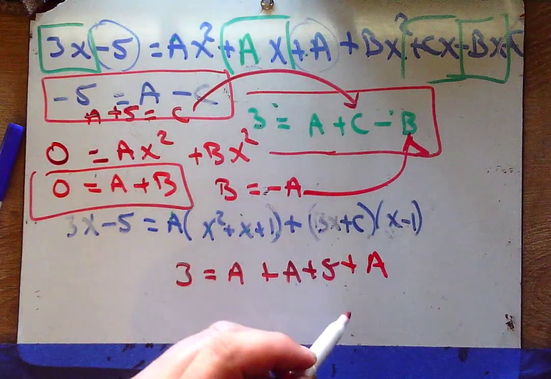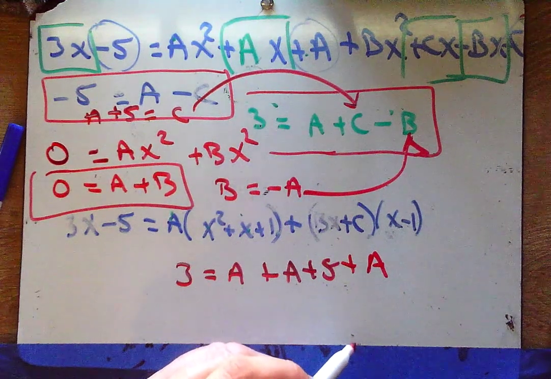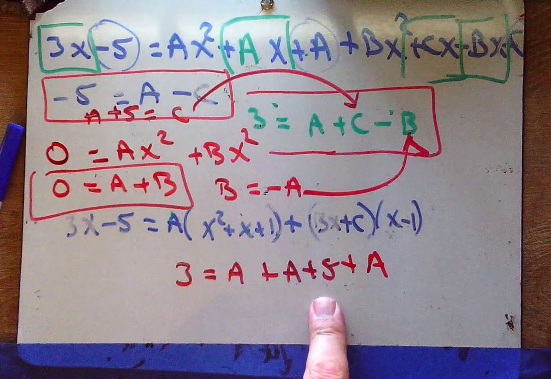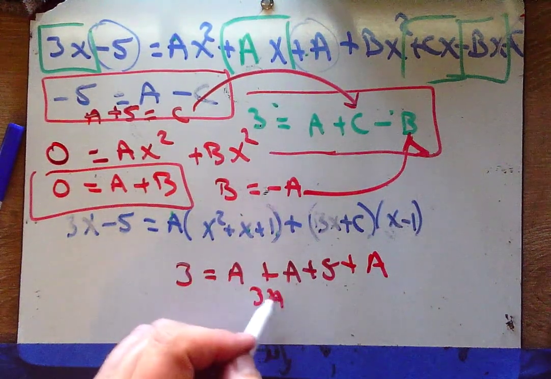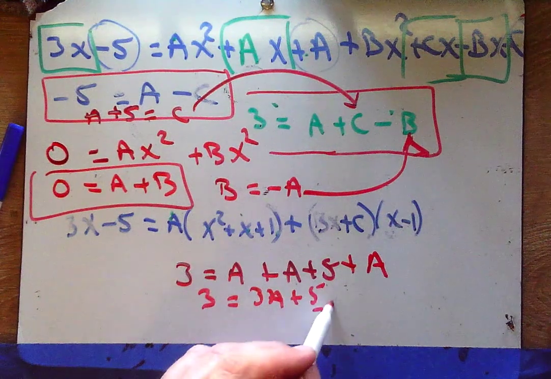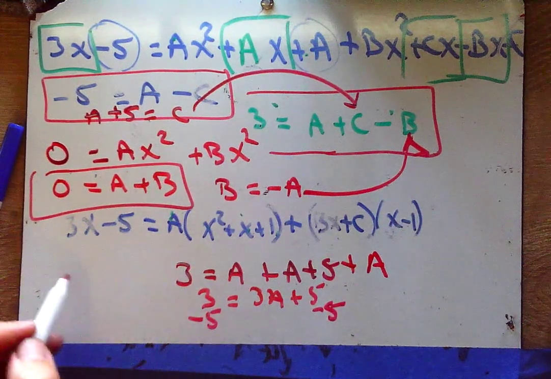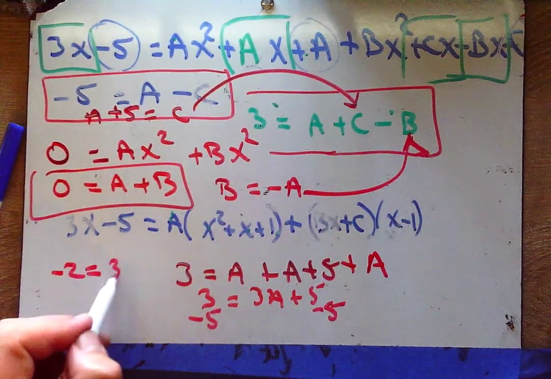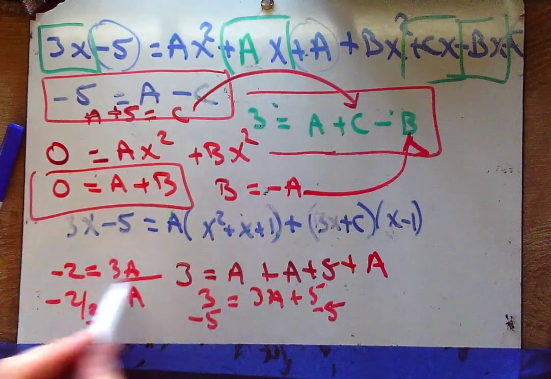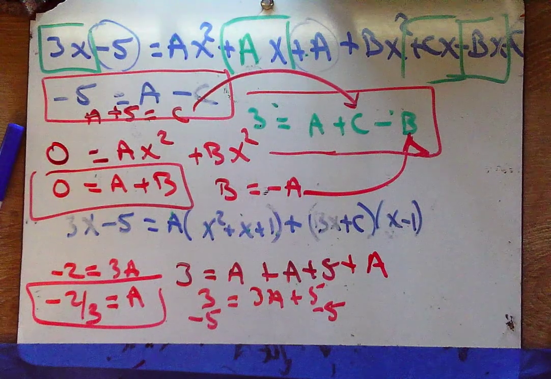So what do we have? Well, I see here that I've got 3a plus 5 equals 3. If I subtract 5 from both sides, I get negative 2 equals 3a, or a equals negative 2/3. Hey, that's what we got with magic numbers.